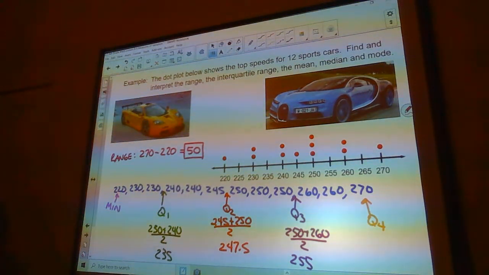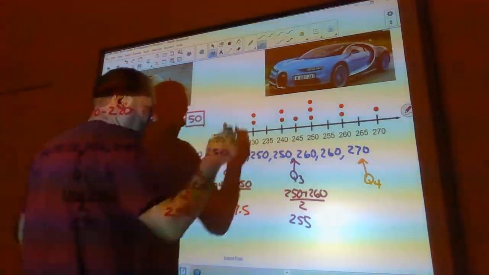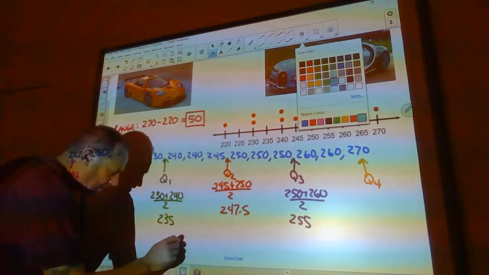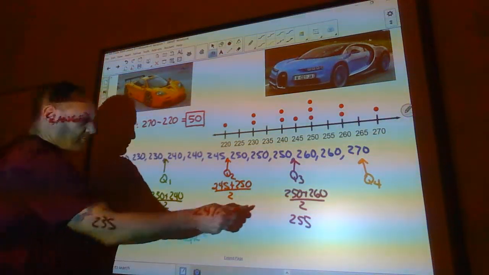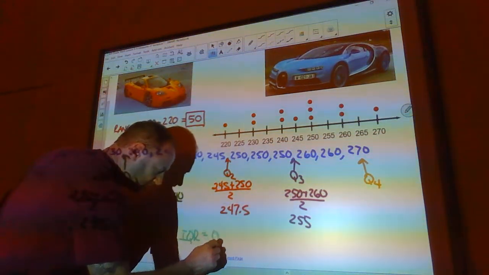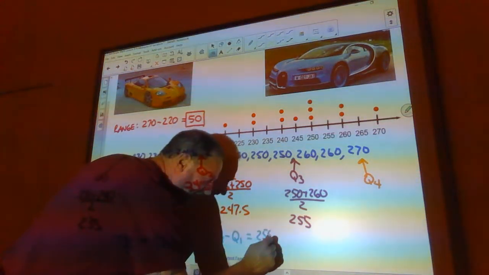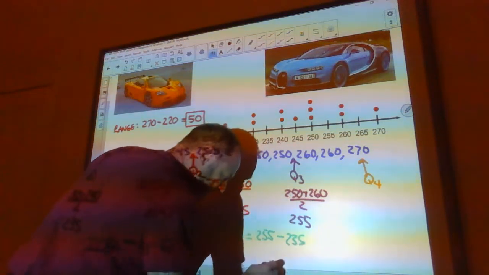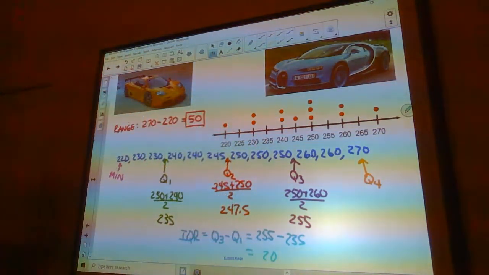There's my range. My interquartile range, my IQR, is going to be the difference between Q3 and Q1. So that's going to be 255 minus 235, which is going to be 20. So that's my IQR.